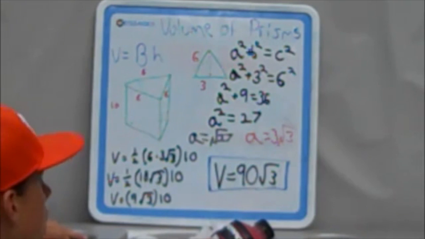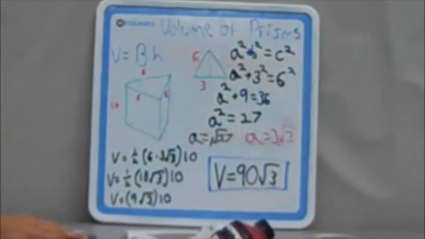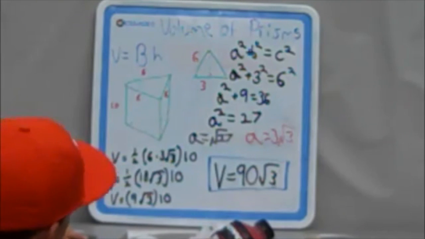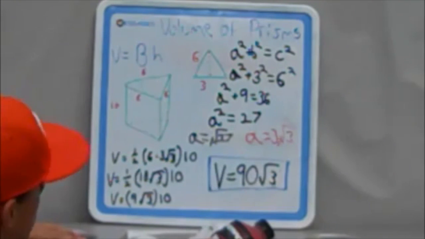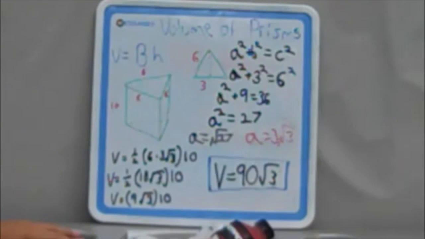To do this, we already have the side lengths of the triangle. We only need to find the height, and to find the height, we will use a squared plus b squared equals c squared. We already know c squared, which is 6, and b squared, which is 3, so we will only need to find the height, which is a squared. So we have a squared plus 3 squared equals 6 squared, which simplifies down to 3 root 3.